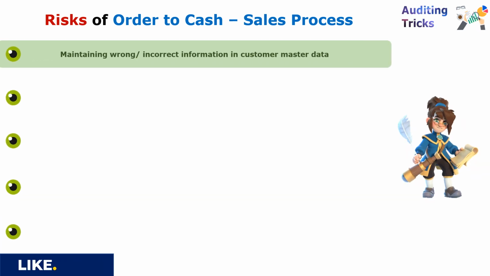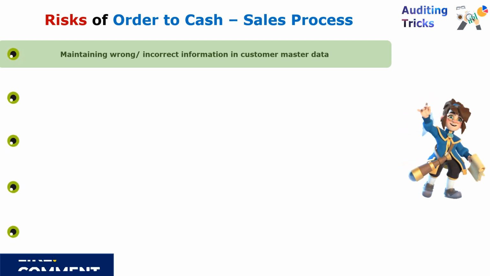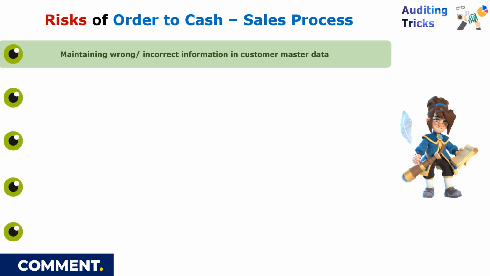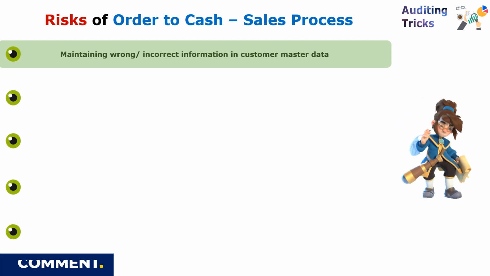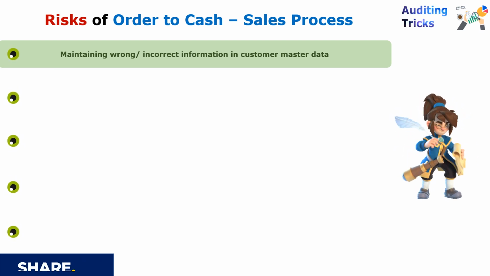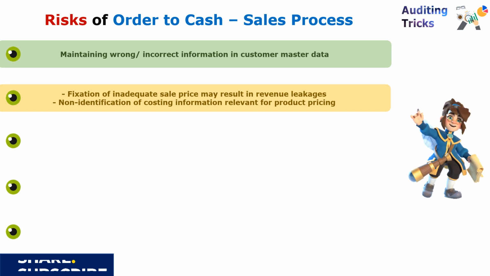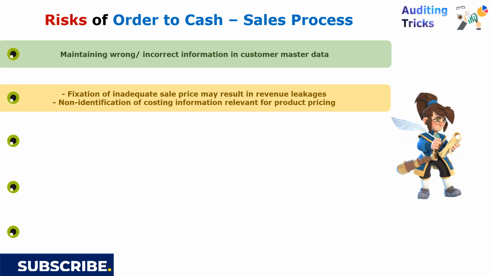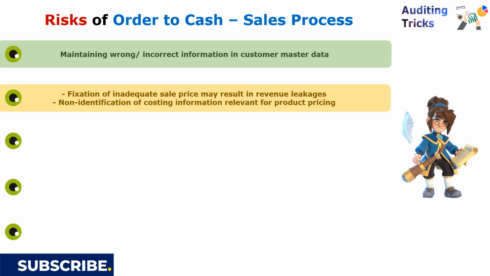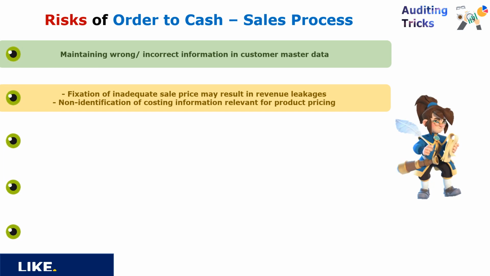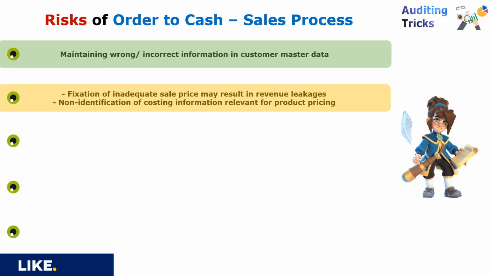The next is maintaining wrong or incorrect information in customer master data. Here we need to ensure that the customer master is created, updated or modified only after obtaining proper supporting documents and customer approval. It is not a fraud risk, but it can be rated as a medium risk. The next is fixation of inadequate sale price, which may result in the revenue leakages. Here we need to ensure that the sale price master is created after proper costing calculations. It is a fraud risk and a high rated risk as well.